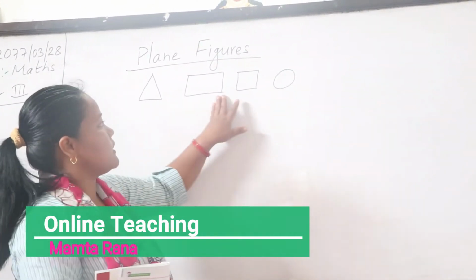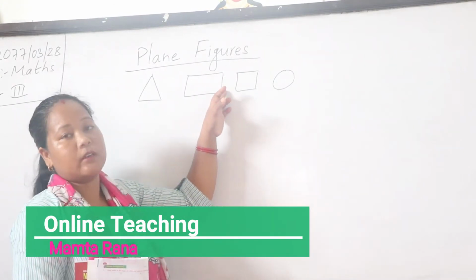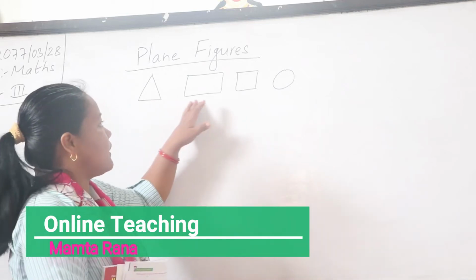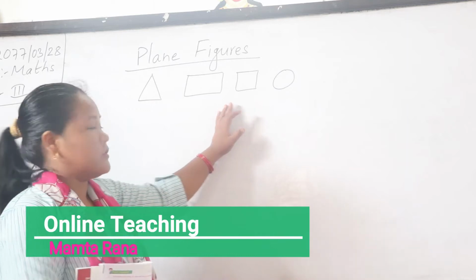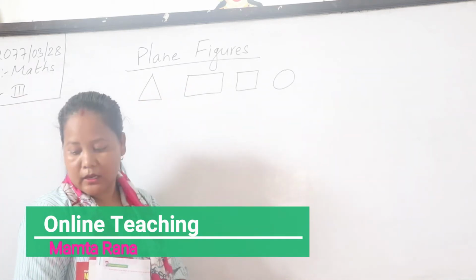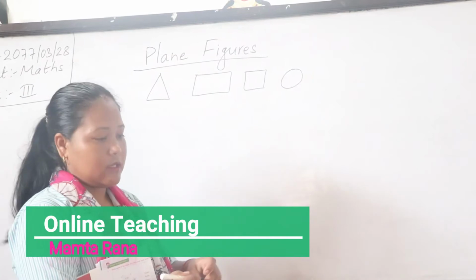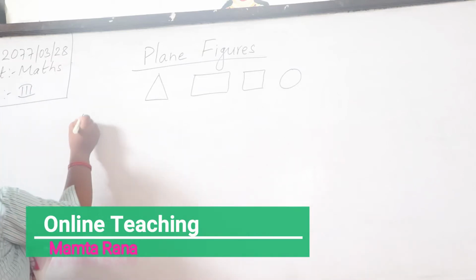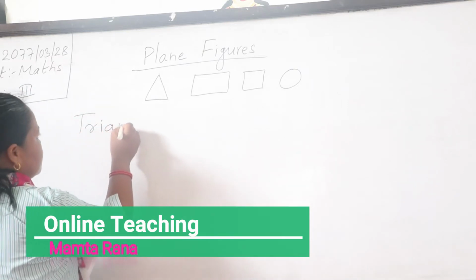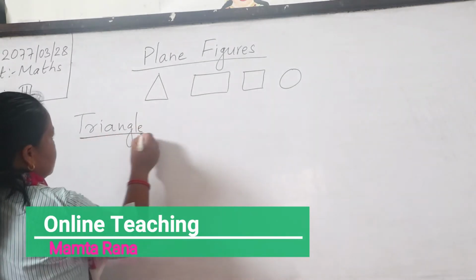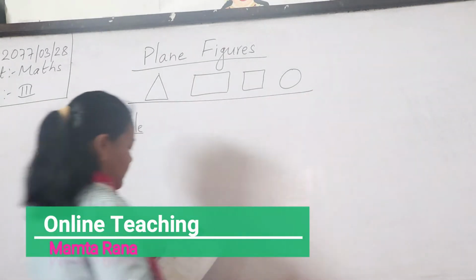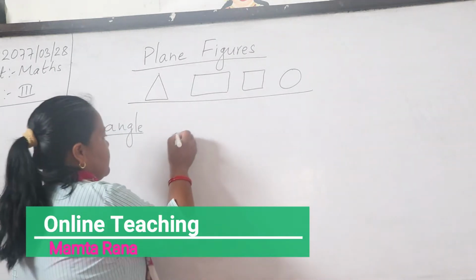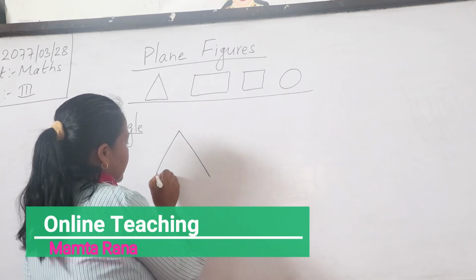These types of figures we can make only on a plane surface area. They cannot stand on their height, so they are called plane figures. And today we are going to discuss triangles. What is a triangle? Today we are going to read about triangles.